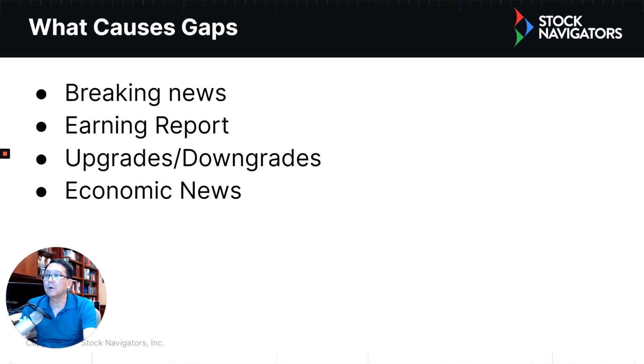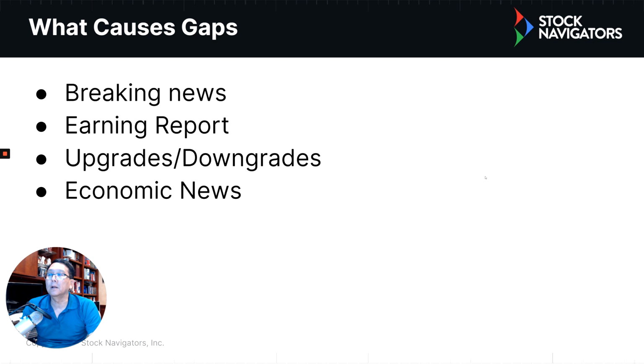So what causes a gap? There are a variety of factors that can cause the market or a stock to gap. For example, an earnings report, breaking news, an upgrade, a downgrade, or other economic news, or even simply an imbalance between supply and demand. It can cause the stock price to gap up or gap down.